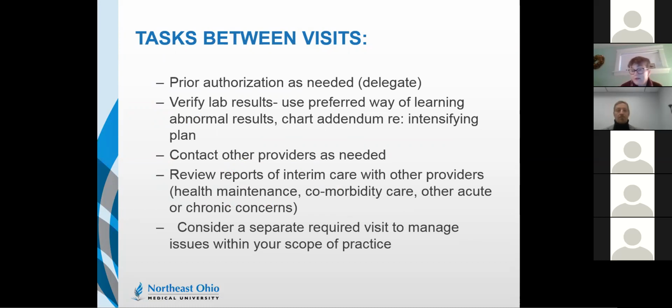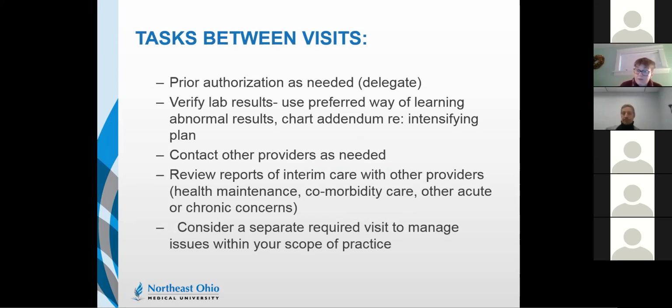Between visits, you may or may not have time to spend, but these are some of the things that might come up. Prior authorization, and it helps to have a staff member to be able to do that. Lab results that come back and managing those. Sometimes we might wish to contact another provider for a patient to feel like we're coordinating more, and we really should be doing this around our patients' mental health care and counseling. Though honestly, unless the counseling is built into the program, it's sometimes hard to make those contacts easily. And then reviewing interim care as it's appropriate.